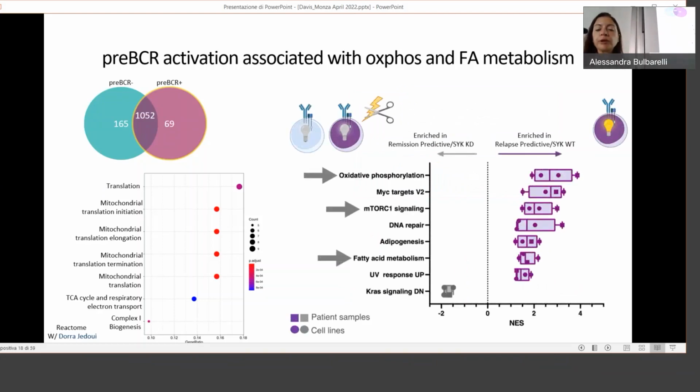And when she performed RNA sequencing on these cells now from the knockdown versus the wild type lines, in conjunction with what we had from the patient data, again, we had the same pathways popping up in the RNA sequencing data: OXPHOS, mTOR signaling, fatty acid metabolism, as well as actually MYC and targets as being activated in the knockdown cells. Sorry, in the wild type cells, which corresponds with what we saw in the relapse-causing cells.